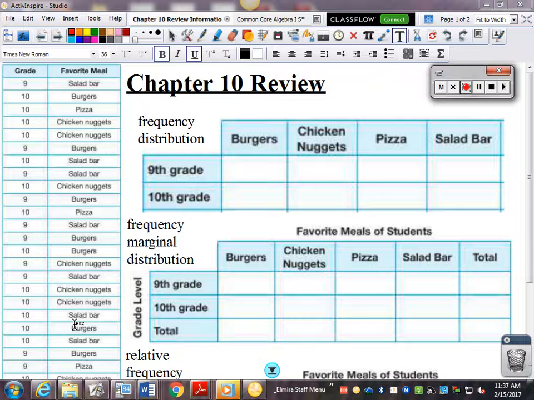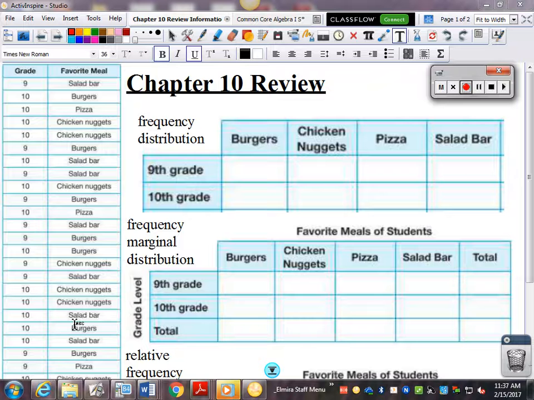So we have raw data here. It's really hard to draw any conclusions about that data because it's just in the order it was collected. It's not numerical data, so we cannot use it for scatter plots or lines of best fit or residuals or any of that other stuff that we did in Chapter 9. So we do these things called two-way tables.